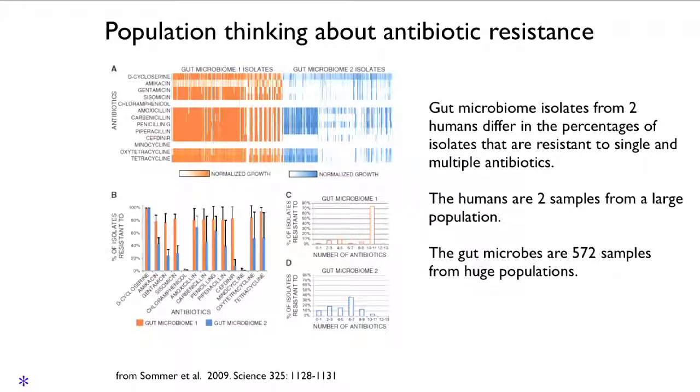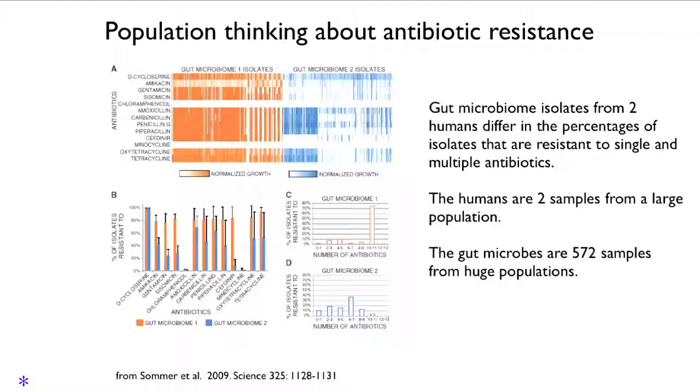Here's an example where we see some data that shows how one might encounter antibiotic resistance. This was done in George Church's group at Harvard. And what they did was they took gut microbiome isolates from 2 individuals. Neither of these individuals had used antibiotics for more than a year. And what you see here is a description of how much the individual isolates in the microbiome varied in their resistance to a series of antibiotics.